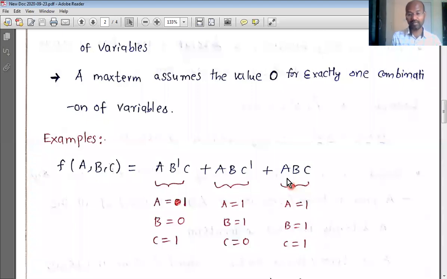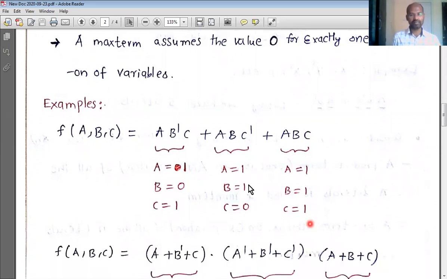For A equal to 1, B equal to 1, C equal to 1, why? All the literals are in uncomplemented form. So A value equal to 1, B value equal to 1, C value equal to 1. For this combination of A, B, C, this min term will have a value 1. For any other combination other than this one, it will have a value 0.